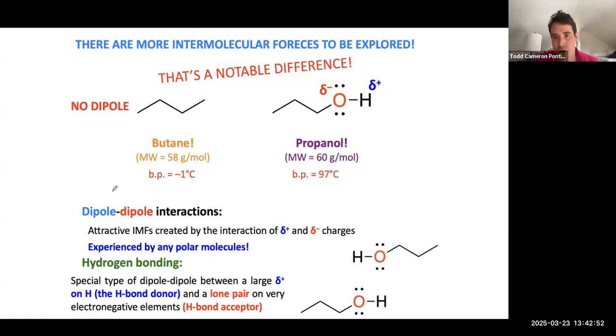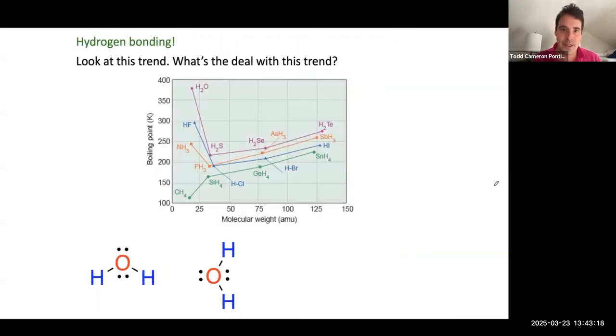What will happen is the partial positive of the hydrogen will interact with the partial negative of the oxygen. And these are pretty small atoms, so they can get pretty close to each other too. Anyway, this is an example of a dipole-dipole interaction, and in this case, a specific type of dipole-dipole interaction, which is a hydrogen bond. A hydrogen bond is just a very specific type of dipole-dipole interaction.